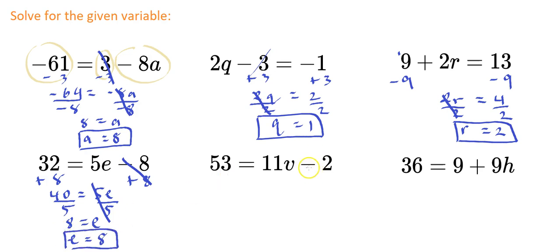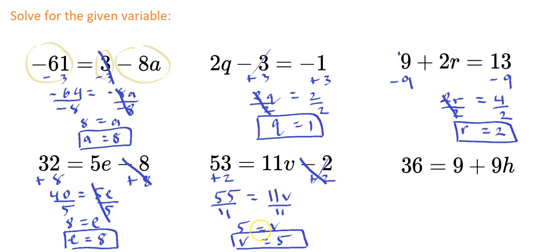This one over here, we've got minus 2. So we're going to add 2 to both sides, keep the equation balanced. We have 11v, and that is 55. So divide by 11. We're left with v equals 5. Just make sure that the variable's on the left and its value is on the right. Box the final answer.